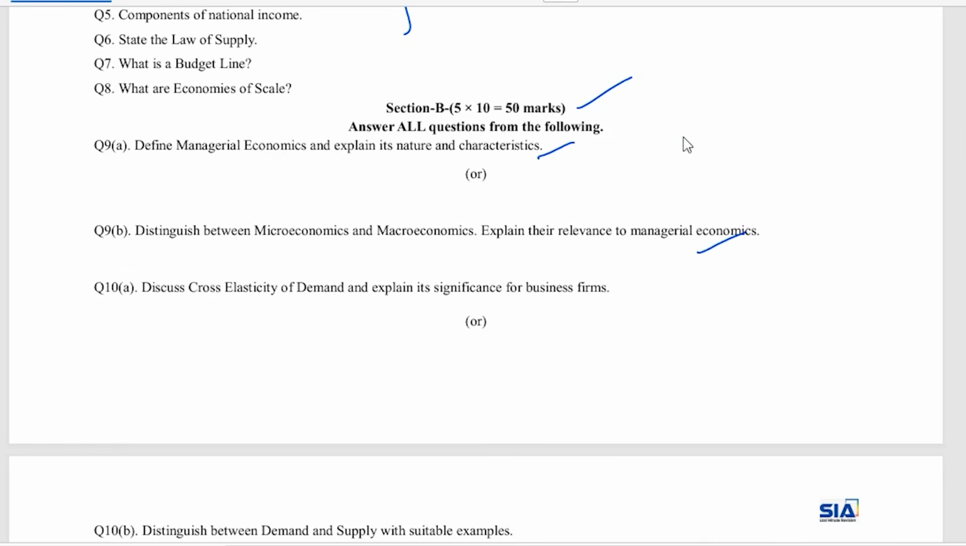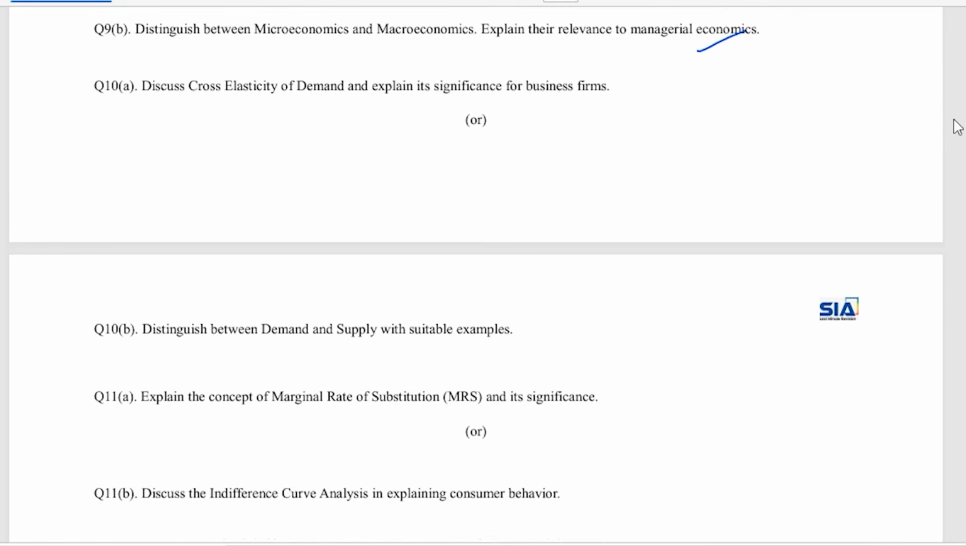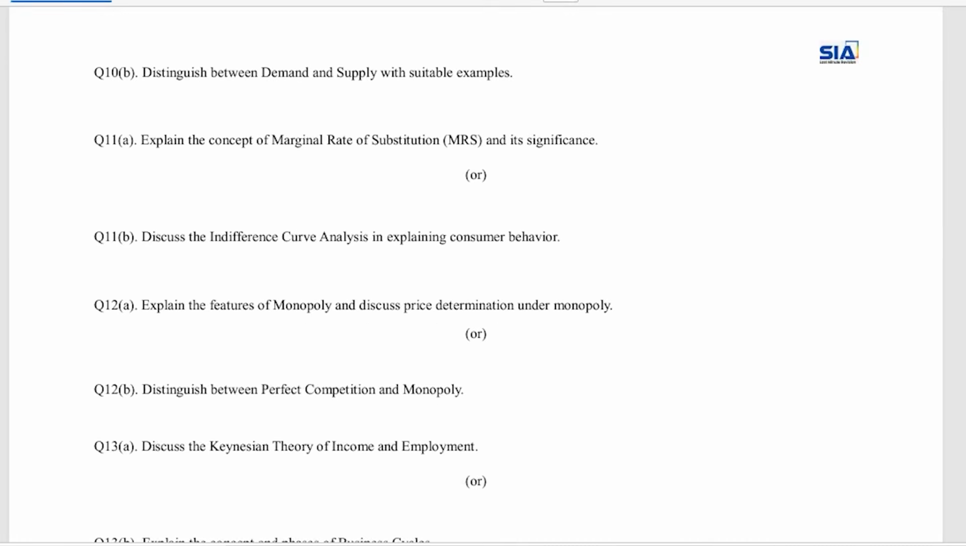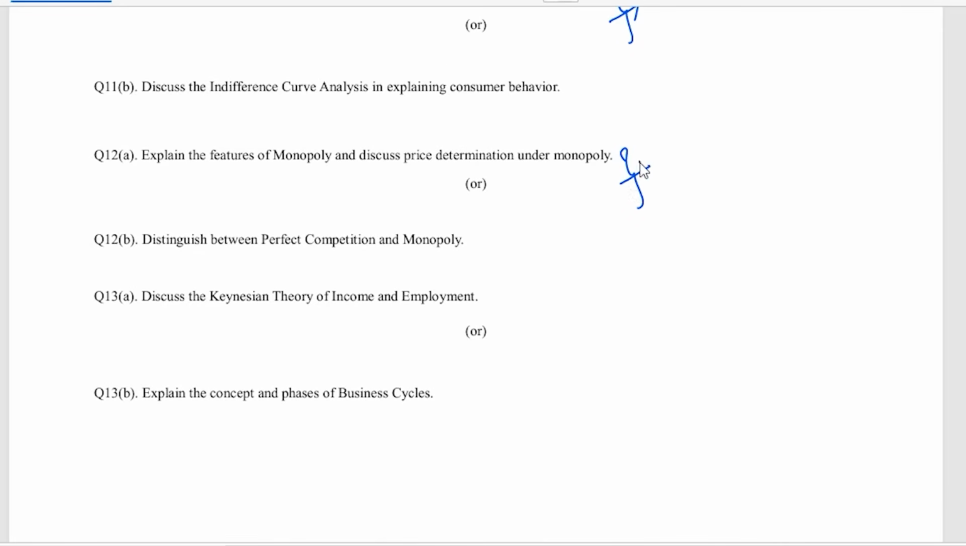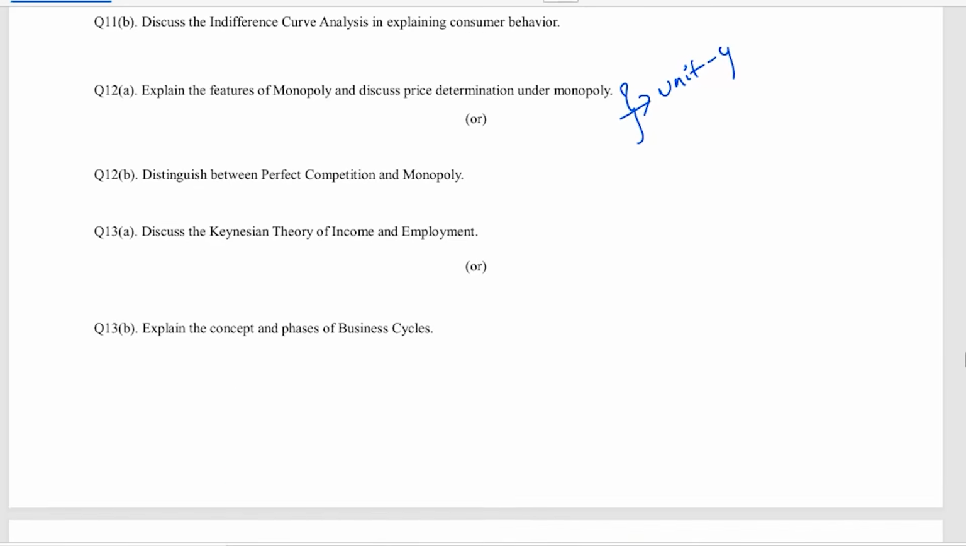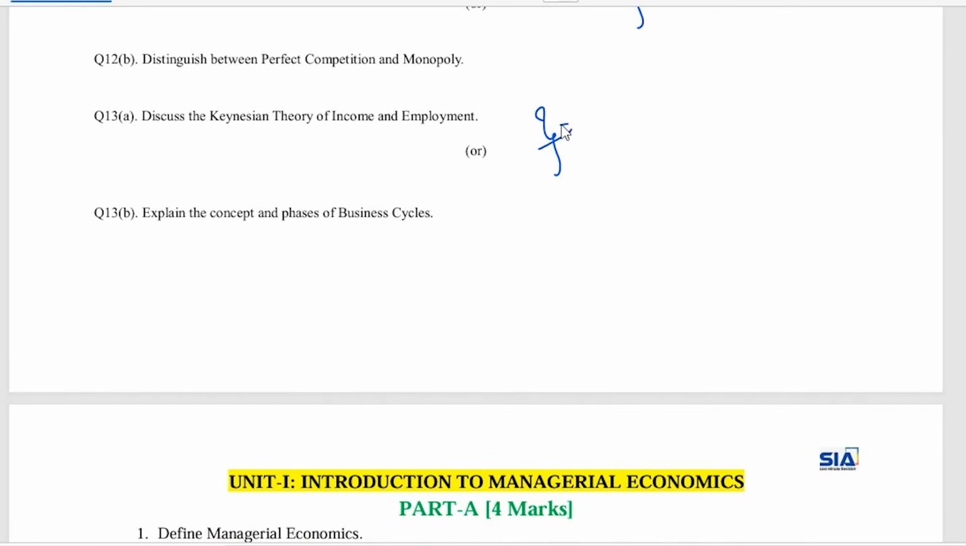9A and 9B are from Unit 1, 10A and 10B from Unit 2, 11A and 11B from Unit 3, 12A and 12B from Unit 4, and 13A and 13B from Unit 5.